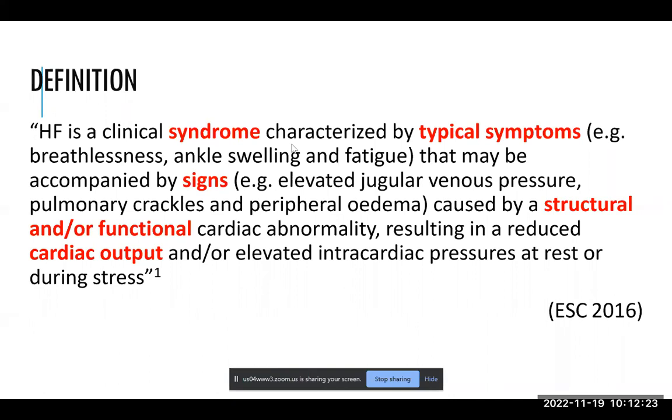So there are three things in this definition in order to have heart failure: typical symptoms, structural or functional abnormality, and the result, which is the damage, which is either reduced cardiac output or increased intracardiac pressure. Again, this could happen at rest or during stress. So you always seek a test that is done at stress if your pretest probability is high for heart failure but your tests are negative at rest.